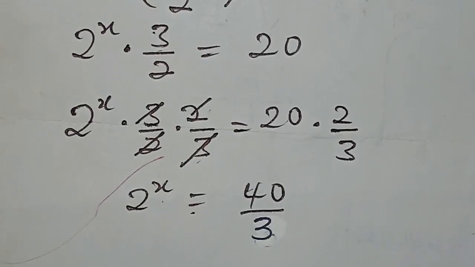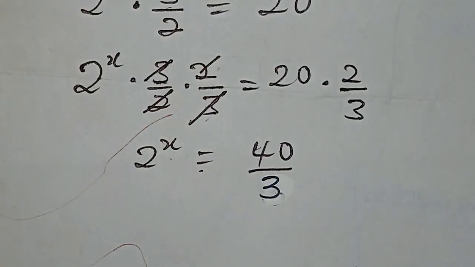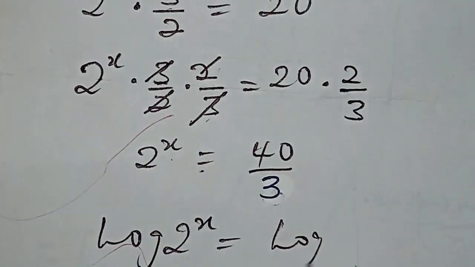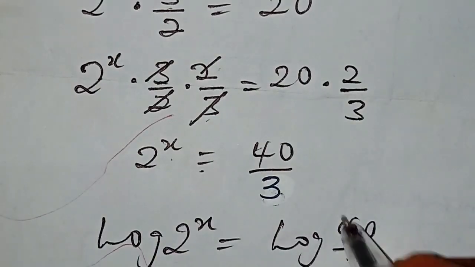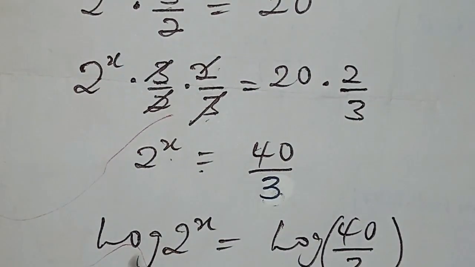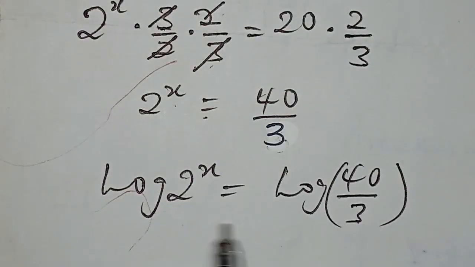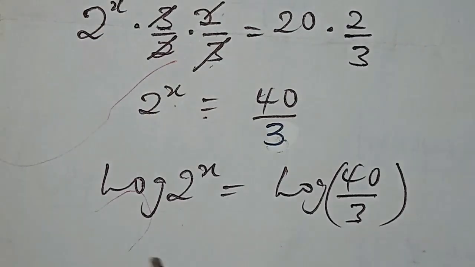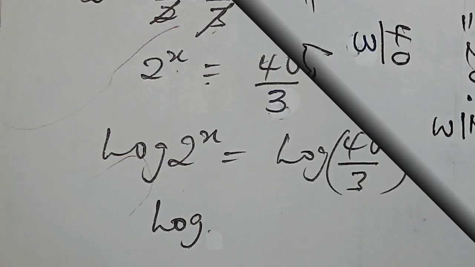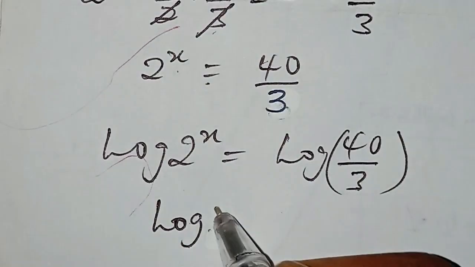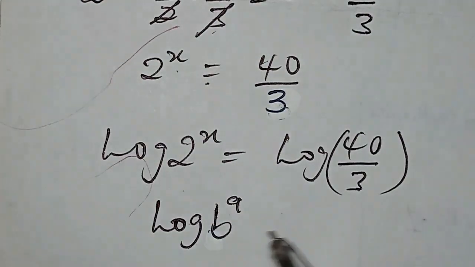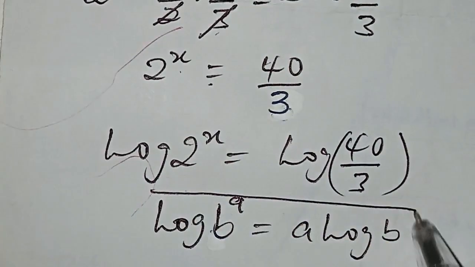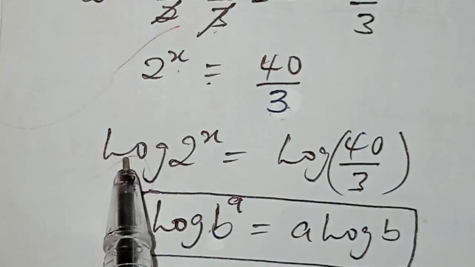So from here, what we need to do next is to apply log to both sides. So we have log of 2 raised to power x equal to log of 40 over 3. So over here, we apply the rule of identity of log. For the left hand side, the identity we are going to use is, if we have log of b raised to power a, it can simply be expressed as a log of b. So we apply this identity to the left hand side over here.